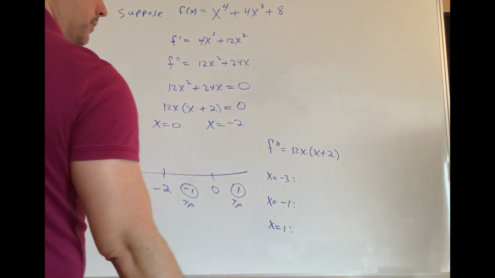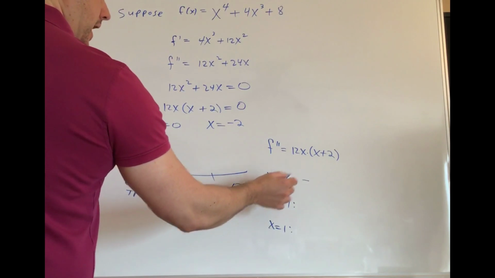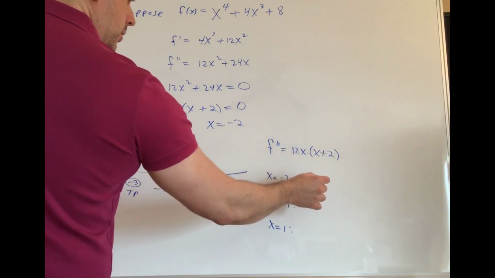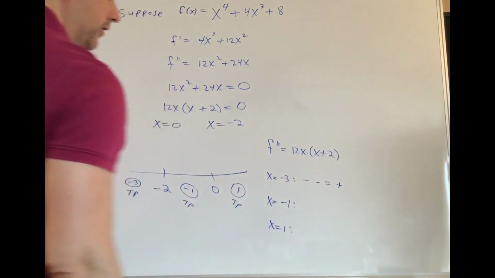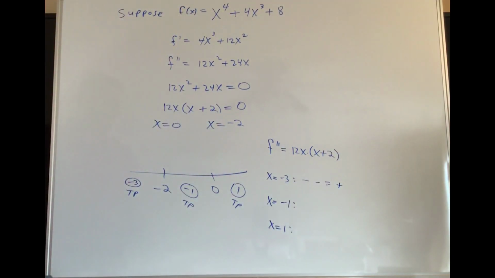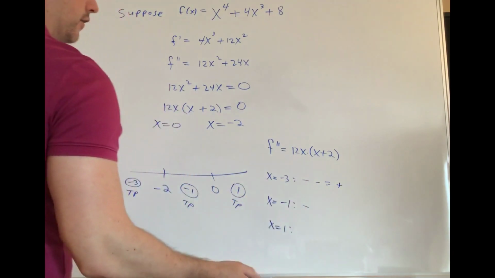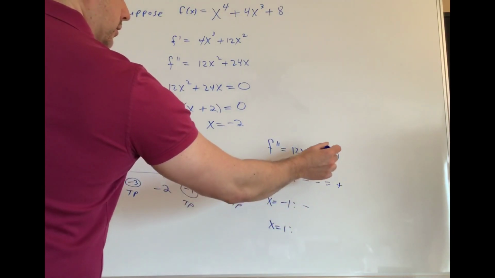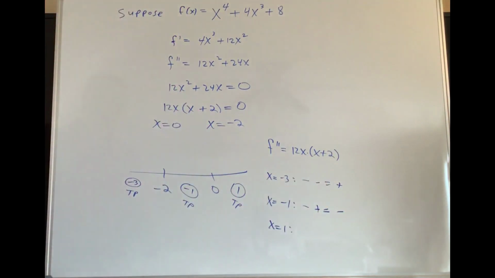This is a product. You're multiplying it. -3 times 12 is negative. -3 plus 2 is negative. And a negative times a negative is a positive. Again, I don't care about the numbers, just the signs. -1 times 12 is negative, right? It's -12. -1 plus 2, so that's 2 take away 1. That's a positive. That gives me a minus.